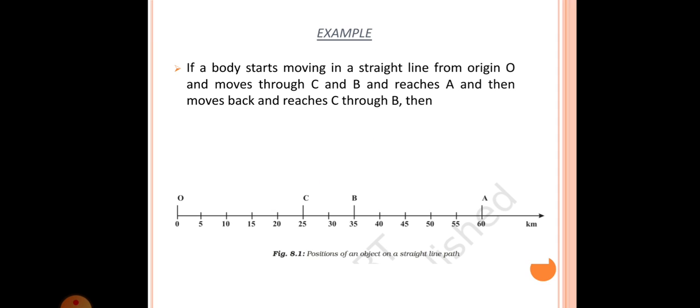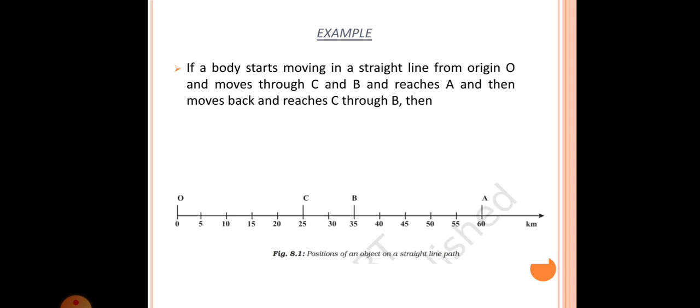That means the object is starting from O and coming at first to point C, then from C it goes to B, and from B it goes to A, and then it doesn't stop there and moves back. Now the object is moving back to C. Okay, it is coming back to C.